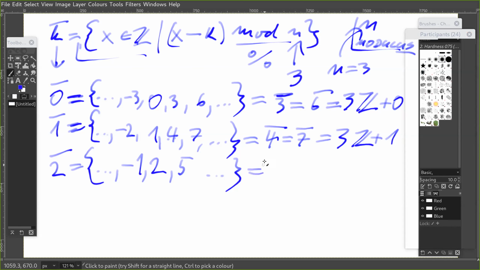The last one is the residue class of 2, which is the same as the residue class of 5, which is the same as the residue class of -1. This could be written as 3Z plus 2. Z is, of course, the set of integers. Sorry, not 1, but 2.